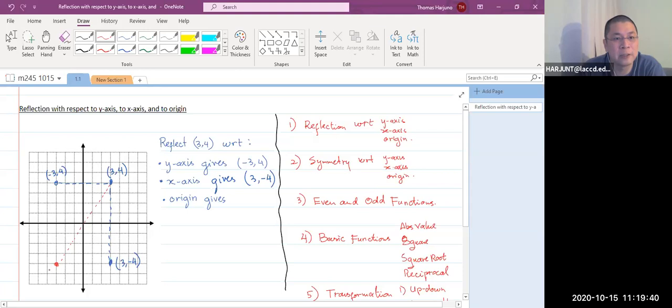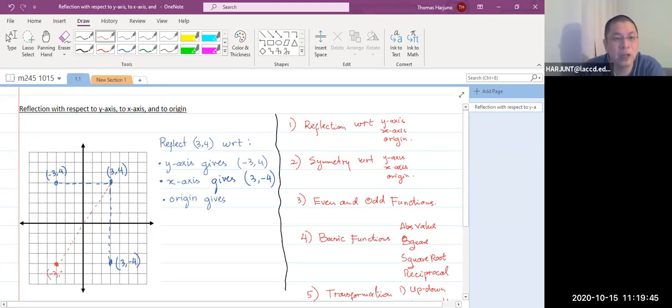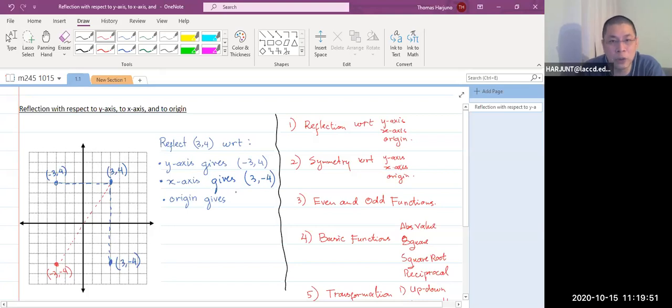What coordinate is this? Negative 4 and negative 3. Negative 3, negative 4. That's right. Okay, so when I reflect with respect to the origin, it gives me the opposite of the x and also the opposite of the y. Okay, now this is an example by observation.